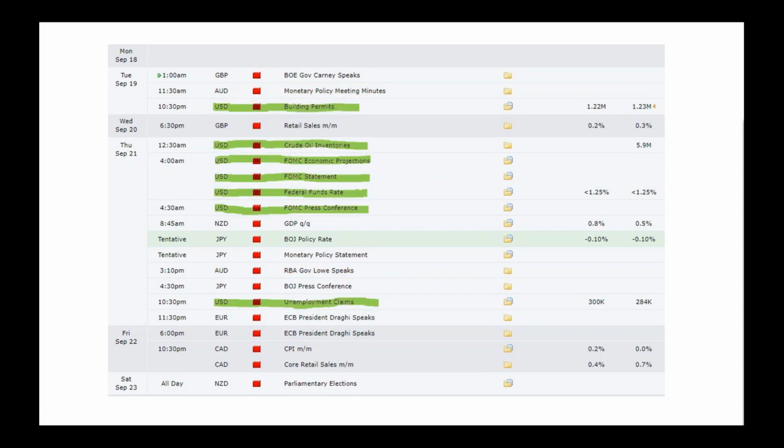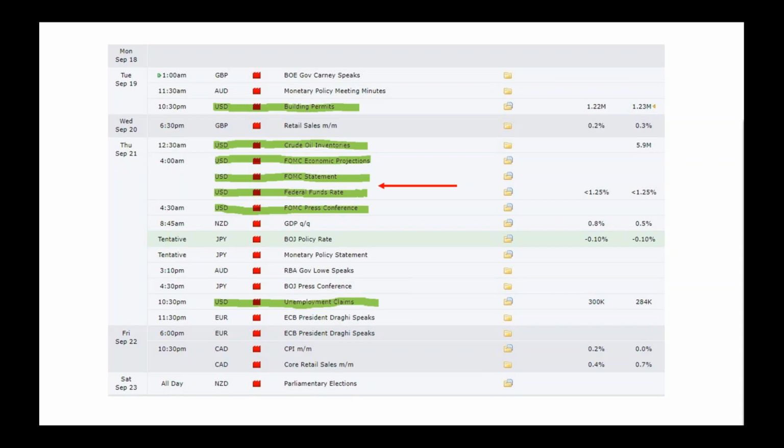The US has got the bulk of the data. They have building permits, crude oil, and of course the big one, which is the FOMC decision, the funds rate decision, and the statement. I think if they were to increase rates this week, it would definitely come as a bit of a shock to the market. I think what the market is more expecting is that they give an indication that perhaps the need will be there for the next quarter, come December. That's what they've done for the last 2 years in a row.